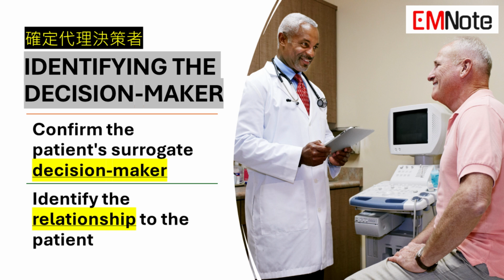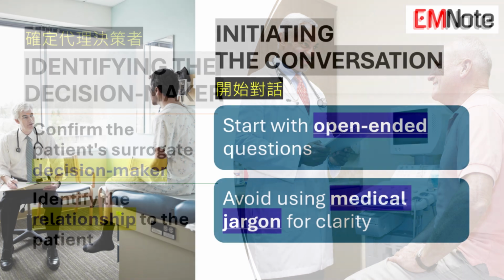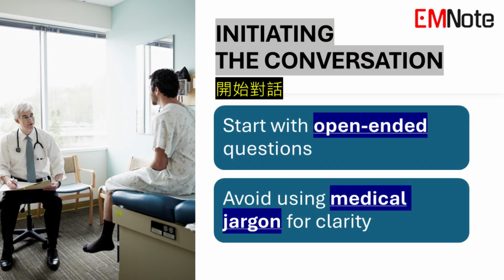Identifying the surrogate decision-maker. Confirm the identity of the patient's surrogate decision-maker and their relationship to the patient. Initiating the conversation. Start with open-ended questions to engage the surrogate decision-maker or patient. Avoid medical jargon to ensure clear understanding.